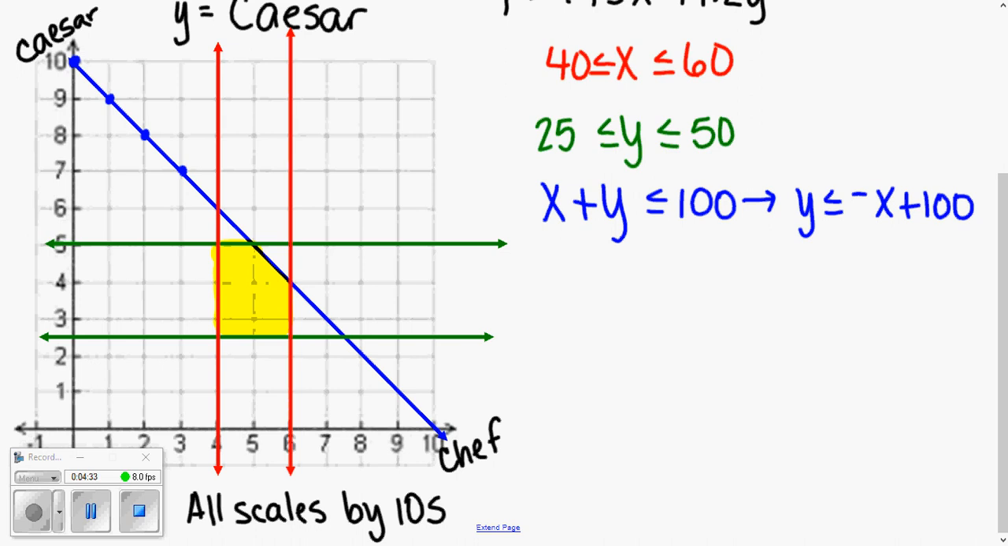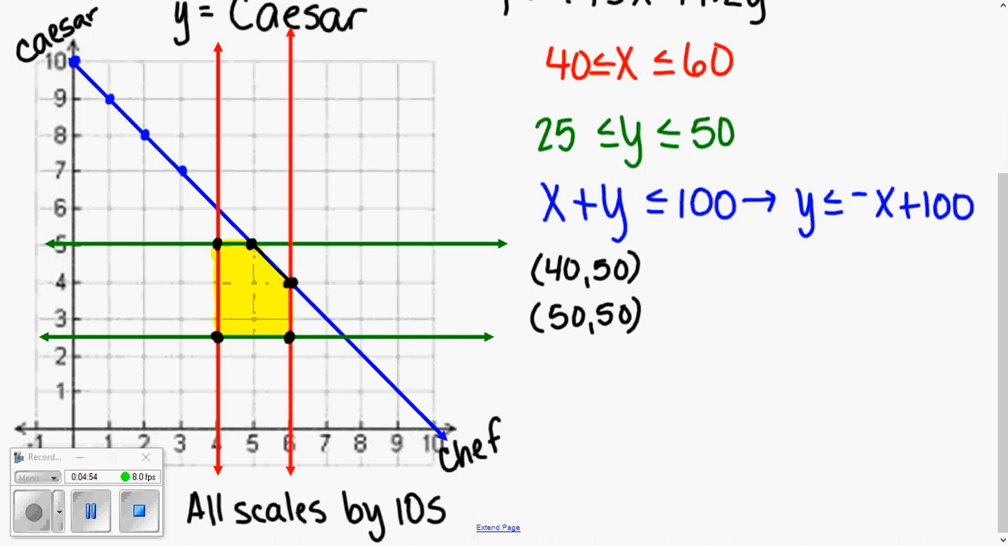Now, vertices, I have 1, 2, 3, 4, and 5. I'm going to list those ordered pairs. I'm going to start at the top left and work clockwise. That top left ordered pair is 40, 50. Remember, I'm going by tens. And then again, working clockwise is 50, 50.